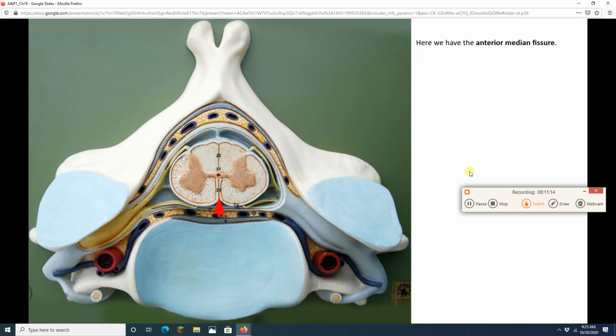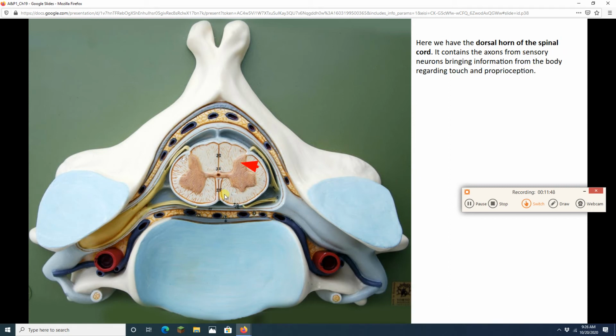We got that anterior median fissure. Mentioned him already. And now, let's start talking about the gray matter. This butterfly of gray matter here. This is the ventral horn. So we got a ventral horn on each side. The ventral horn contains cell bodies of somatic motor neurons. Those are going to go to skeletal muscles. We're going to talk about how they get there soon enough. But the ventral horn of the spinal cord contains cell bodies of somatic motor neurons.